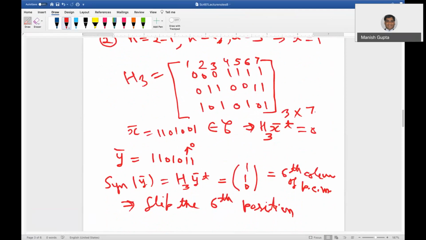So length is 7 here, and r is 3 here. This is your r. So you know what k is actually. You can compute k from the formula 2 raised to r minus 1 minus r. Okay, so that means it is 4.